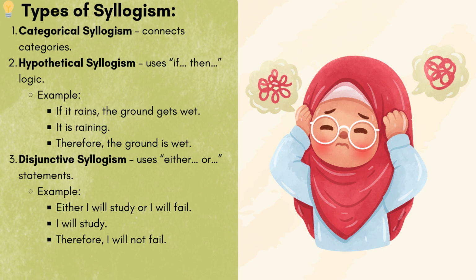Next is disjunctive syllogism. This type presents two possible choices using either-or statements. When one choice is proven true or false, the other automatically becomes the conclusion.